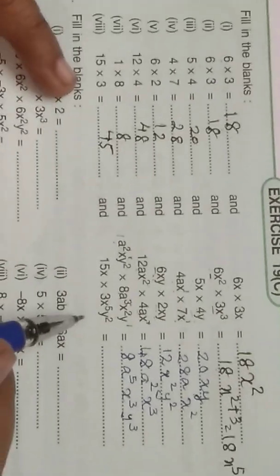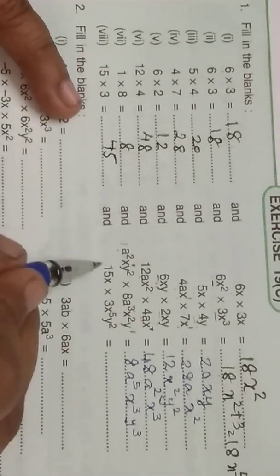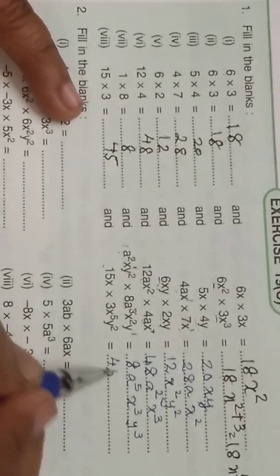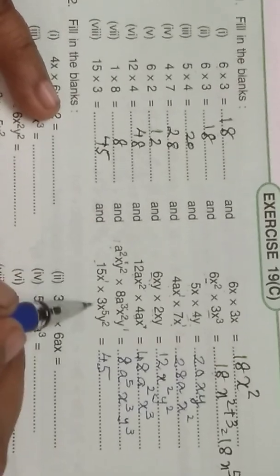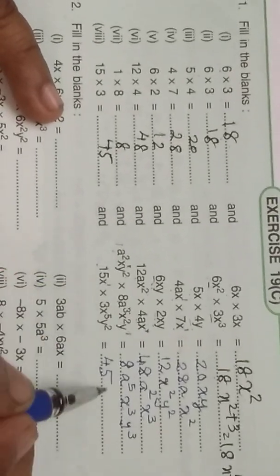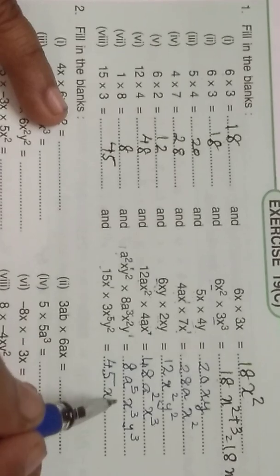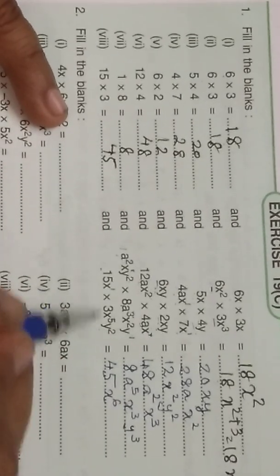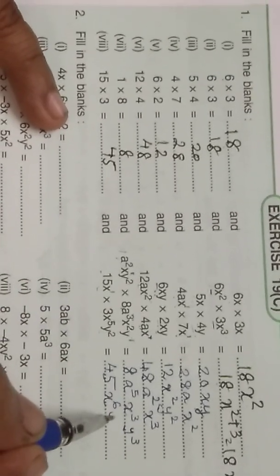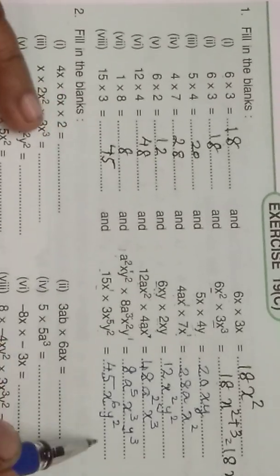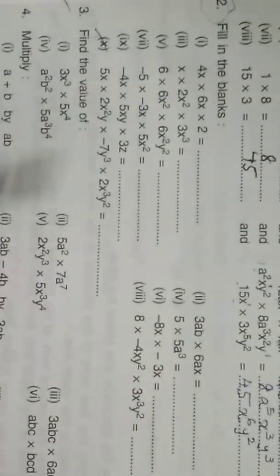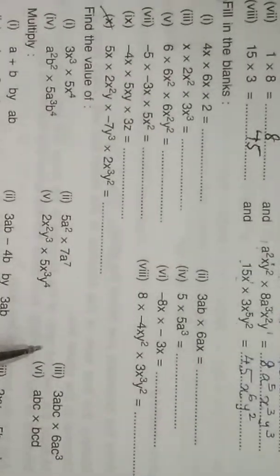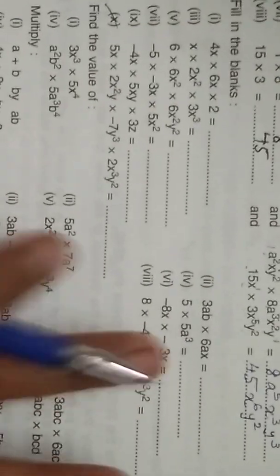Okay, the next one, 15 into 3, 45. Here is also 15 into 3, 45 we have written. Now x and x means x raised to 1, x raised to 5. That is 5 plus 1, 6. Here is only y, there is no y over here. So just write the given y square over here. That is the answer. Okay, I will show 1 or 2 examples; you have to do the second fill in the blanks yourself. That is the homework for you, just done in the textbook itself.